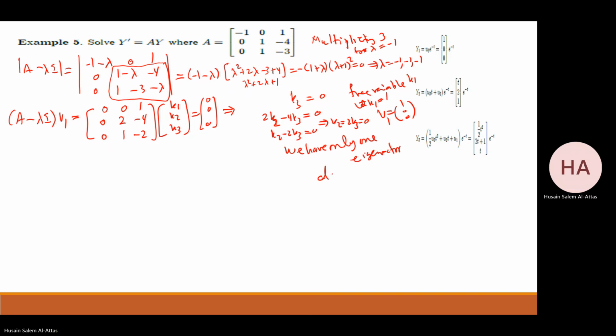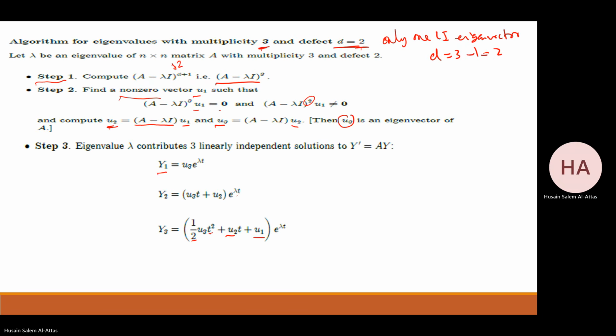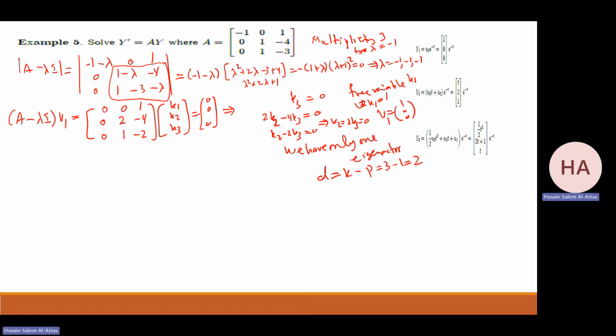So D will be what? K minus P, and that will be 3 minus 1, which is 2. So I have this case. I have multiplicity 3 and the defect D equal 2. So it means I need first to find what? A minus lambda I cubed. So let me find A minus lambda I cubed.